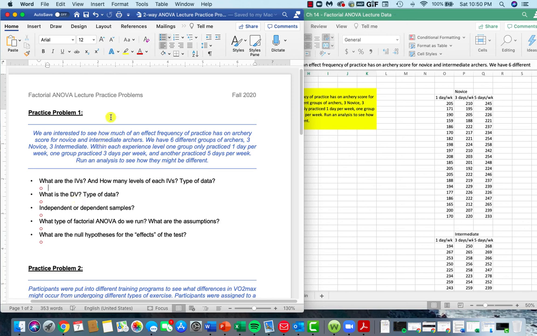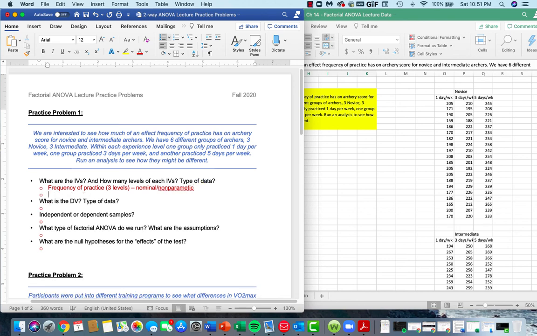So the independent variables in this example are going to be frequency of practice. We're also identifying how many levels of each one. So this is going to be 3 levels, right? Or 3 groupings of this frequency of practice based on 1 day, 3 days, and 5 days per week. And this data is nominal. We could also call it non-parametric. I noticed a lot of you started shifting to non-parametric versus parametric, and that's totally fine. Either one is acceptable.